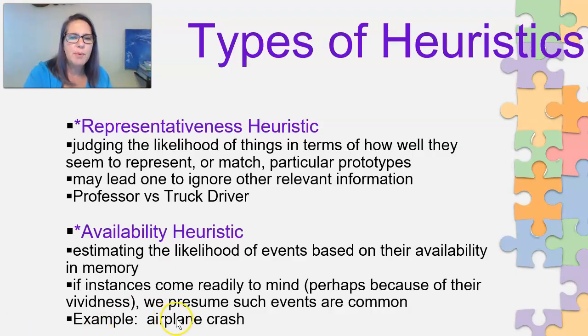So another example of availability heuristic is an airplane crash. Whenever an airplane crashes, 200 people lose their lives and it's on the news and it's very tragic and we talk about it. But in reality, more people die from plane crashes than they do from airplane crashes. It's just that we don't hear about them as often.